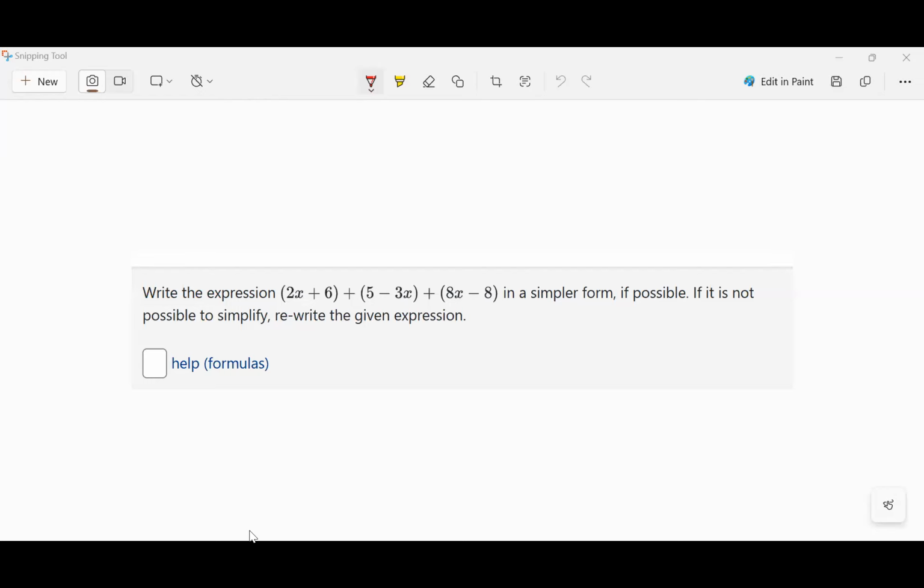Okay, let's go over the solutions here. First of all, we put the 2x, 3x, and ax together, so it becomes 2x minus 3x and ax.